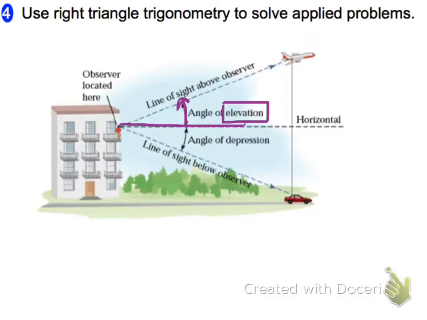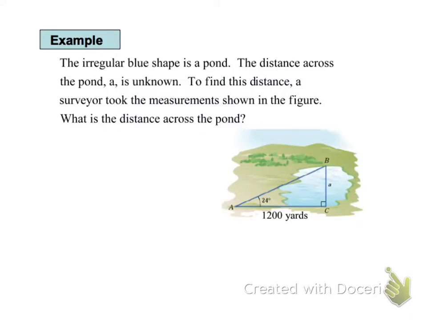If I go the other way and I look straight ahead and then I look down, that's what we call the angle of depression. So just knowing those two words is going to be important to us. Notice we always start by looking straight ahead, then we look up or down. All right, here's our example. We have an irregular blue-shaped pond shown in the picture. The distance across the pond is unknown. To find the distance, a surveyor took the measurements shown in the picture, and we want to know what is the distance across the pond.